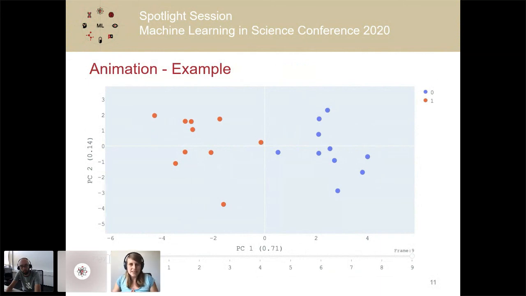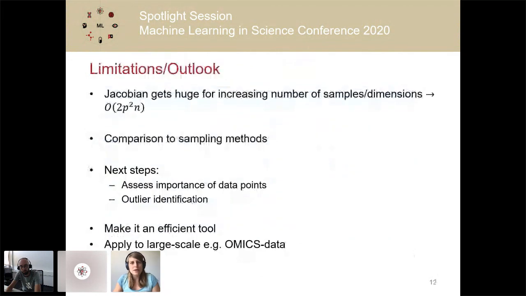I want to end my talk on the last slide with some limitations and an outlook. So the problem right now is that the Jacobian gets quite huge for an increasing number of samples and especially dimensions. And in order to make it an efficient tool and also apply it to large-scale data, for example, transcriptomics data, that's a point I have to work on. Furthermore, I want to compare this method to other stability methods, which are usually based on sampling. And I also want to finish the paper that I'm currently writing about my first findings.